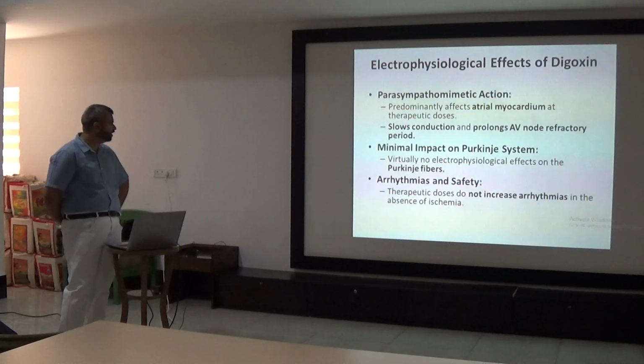Electrophysiological effects, basically the parasympathomimetic effects, and particularly acting at the SA and AV nodes, and very little effect on the conduction fibers.